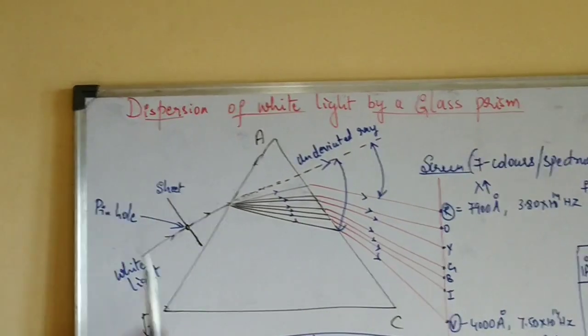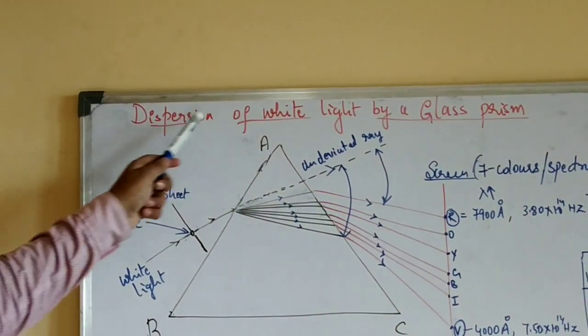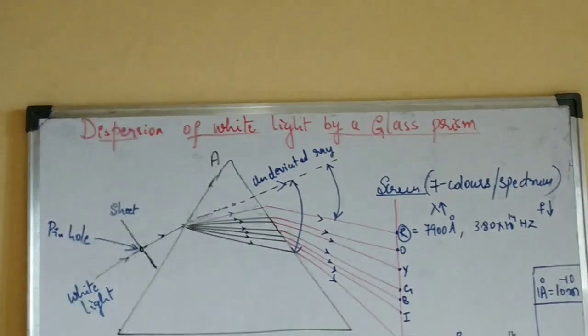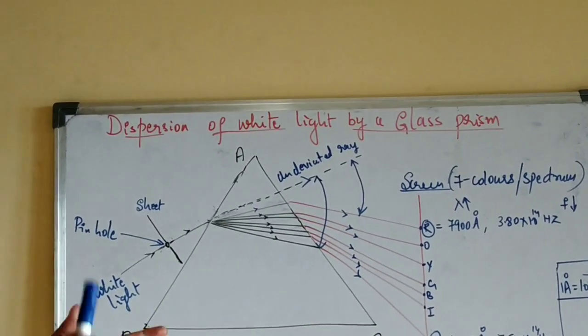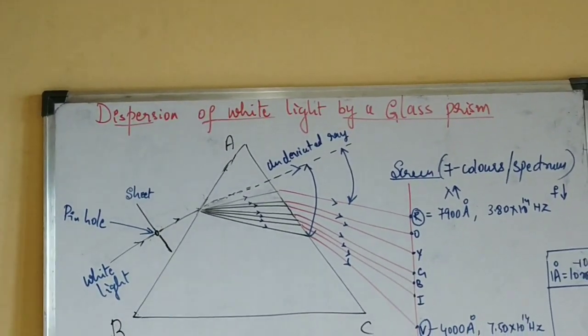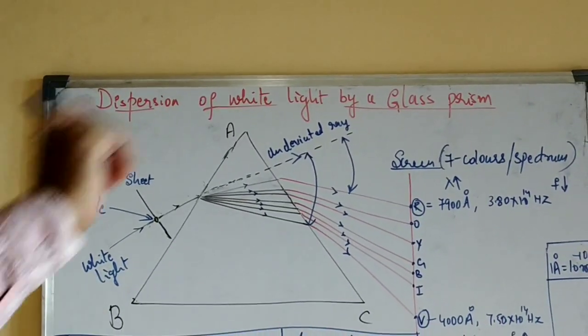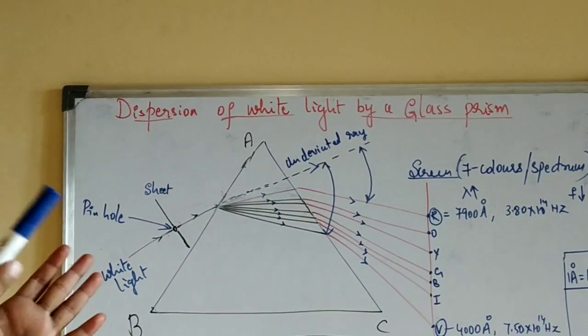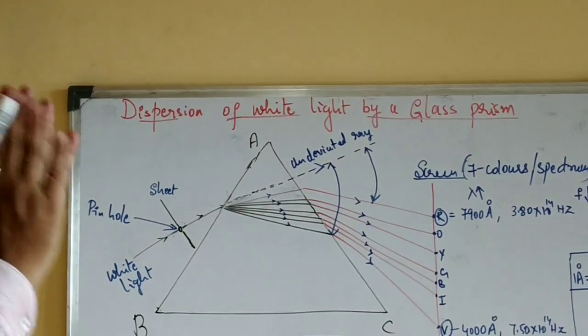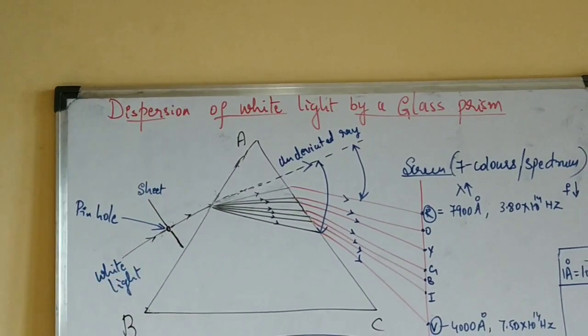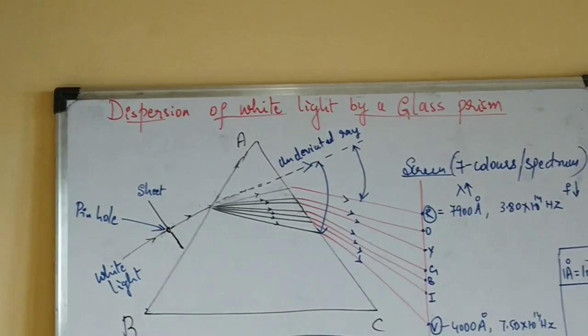Moving to the next concept, that is dispersion of white light by a glass prism. Now we have understood how refraction takes place in a prism using only single wavelength or single color, monochromatic light. Only a single ray of light we have used, and we showed the normal refraction that takes place on the opposite lateral surfaces, that is rectangular lateral surfaces.